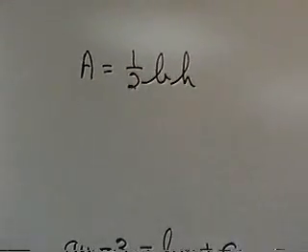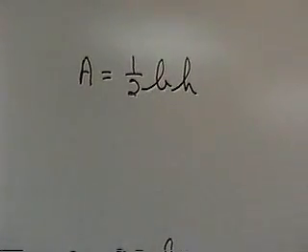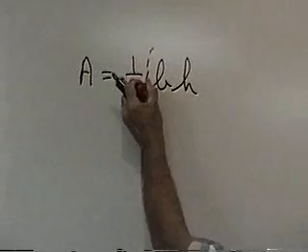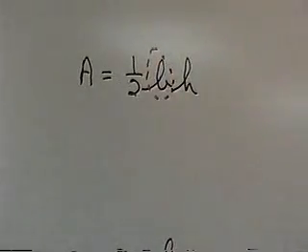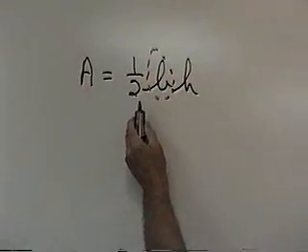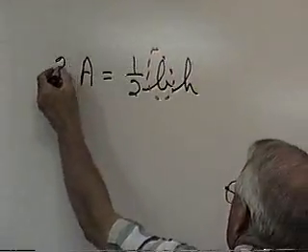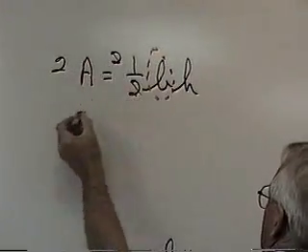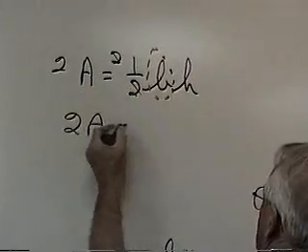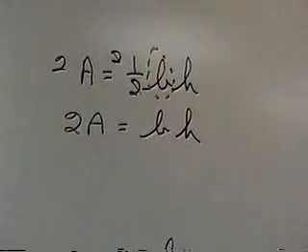Okay, the next example says area is equal to 1/2 base times the height. And on this one we want to solve for the base. Now, how are those things connected? Remember from tape 8, you have a denominator. If you have a denominator, you multiply everything through to get rid of that. So we're going to multiply everything by 2. So we'll get 2A is equal to B times H.